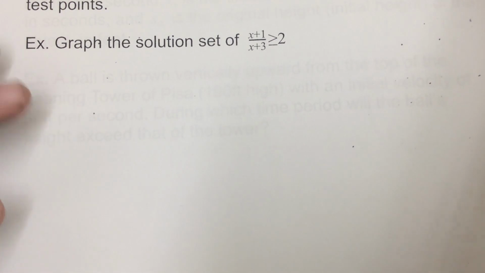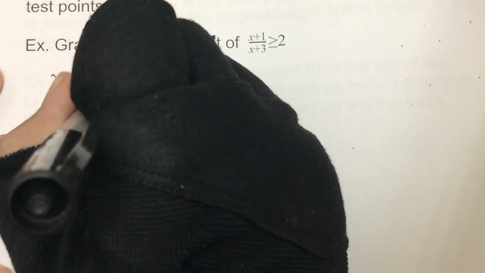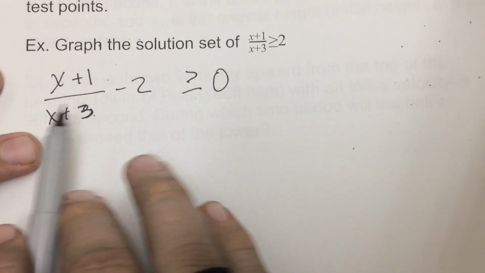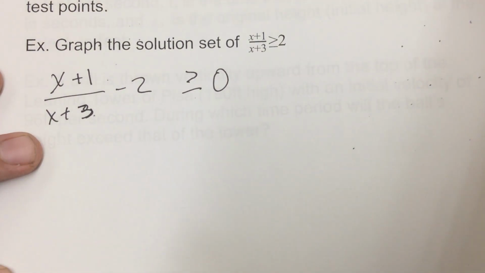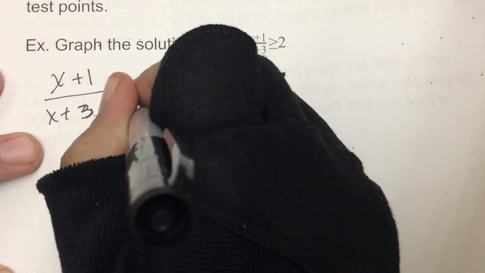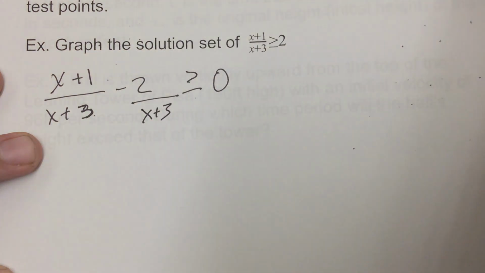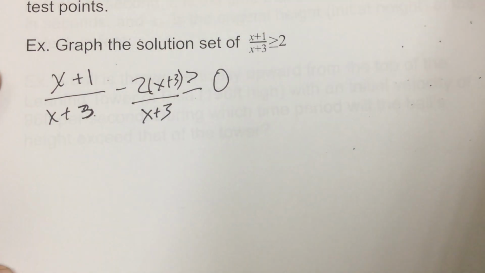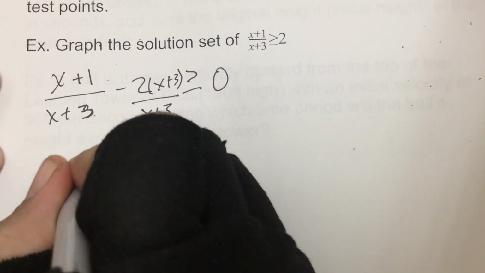So we'd subtract the 2 over, like I said already. So we'd have (x plus 1) over (x plus 3) minus 2 being greater than or equal to 0. Now, before we can add or subtract fractions, we have to have a common denominator. So the common denominator in this case would be x plus 3. If we multiply the bottom by it, we have to multiply the top by it. So if we put this together, we'd have x plus 1.